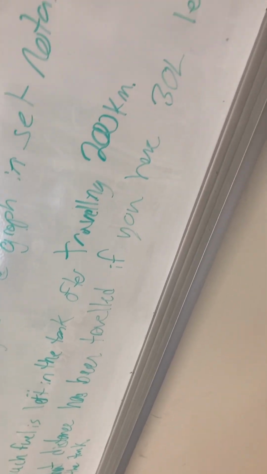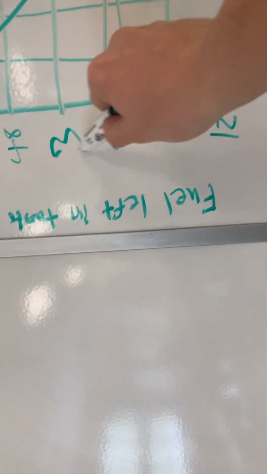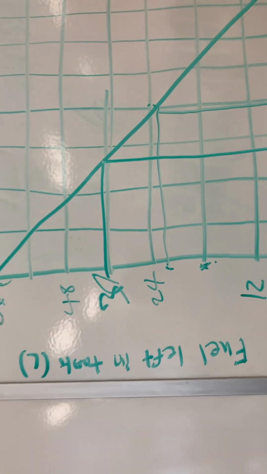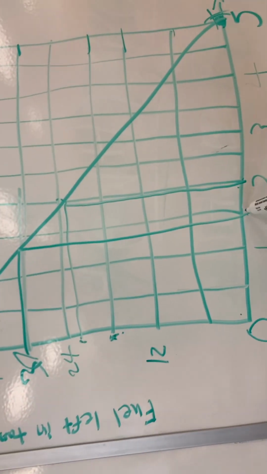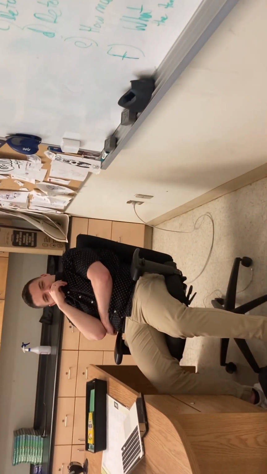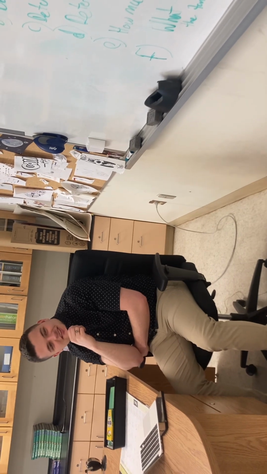Okay, yeah. And F. What distance has been traveled if you have 30 liters left in the tank? It's the same idea here. We're going to try and find 30. This is going up by 6, so that's 30 right there. We just go over, and then down. That would be 1.5, it's like 1.4, 1.3, do you think? Which would be 130, 140 kilometers?